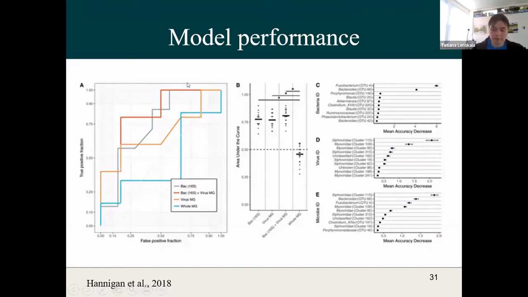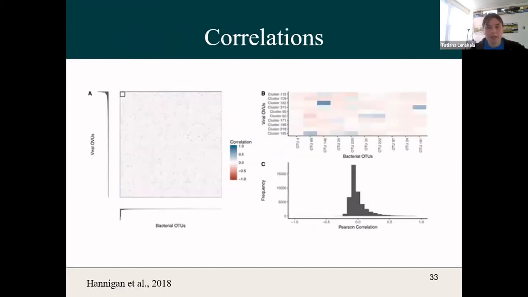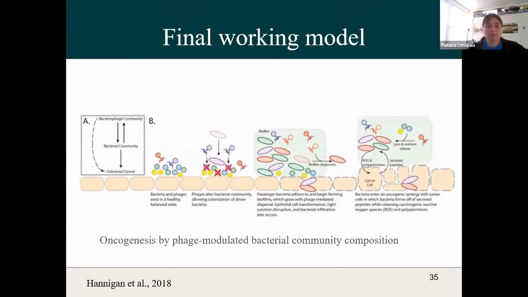Also, when they analyzed different viruses, the majority of them were lysogenic. So it means that they can incorporate themselves into bacteria. And they also observed strong association between bacterial OTUs and viral OTUs, which speaks about the close relationship between viruses and bacteria that are present in microbiome. They also built networks of this interaction based on abundance and importance, and they suggest the following conceptual model.